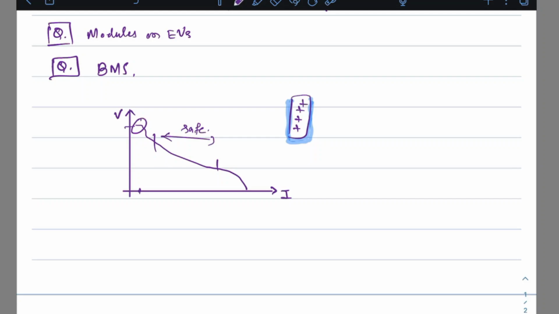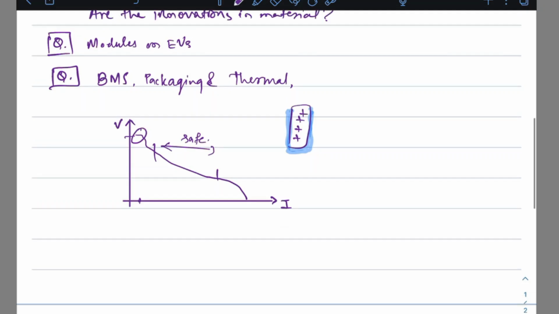So let me list down. We have BMS, packaging, and thermal. Then we have how does a hydrogen fuel cell work?